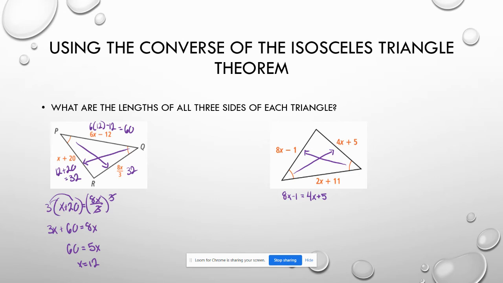We get 4x is equal to 6, or x is equal to 1.5. So let's plug that in up here. 4 times 1.5 plus 5 is going to give me 11. And then again, we can just use our knowledge of isosceles triangles that these sides are the same. This is also equal to 11. And then we have 2 times 1.5 plus 11, which is going to give me 14.